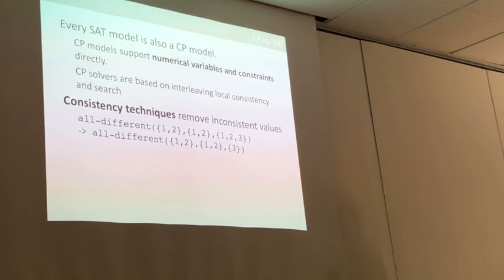So for example, all different is based on finding matching in bipartite graphs. So it's like the unit propagation in SAT, and the rest is again search. So if there is still a variable that has small values, you select some value, you assign it, you propagate the information, and you continue. Okay?